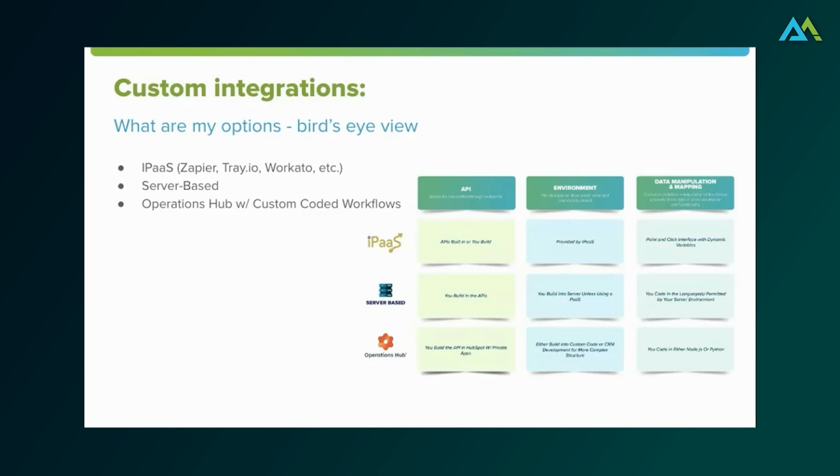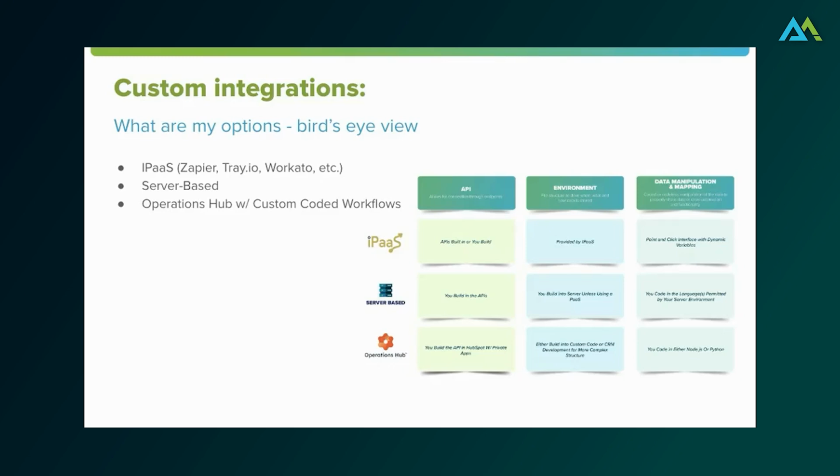So we have an iPaaS, that's an integration platform as a service. We have a server-based solution. That could be on your more traditional server that uses PHP. It could be on a cloud-based server like Azure or AWS that uses Node.js. And then we have the Operations Hub with custom coded workflows, okay?